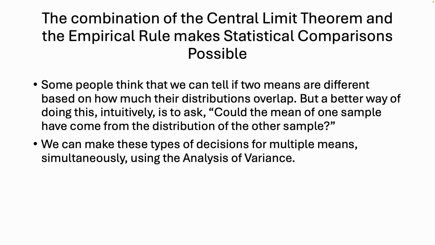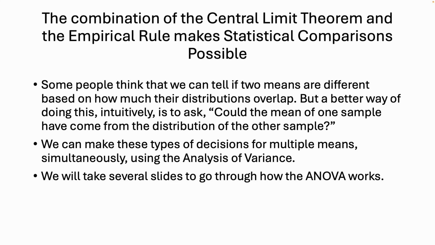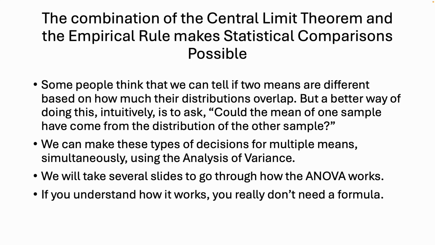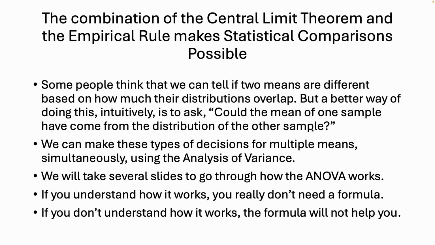So we can make these types of decisions for multiple means simultaneously using the analysis of variance, but we need to go through some calculations that help us get there. So it's going to take us several slides to go through how the ANOVA works, but before we get there, we need to do some simpler calculations. Now, you're going to see equations throughout the rest of this presentation, but know that if you understand how an ANOVA works, you don't really need those equations, and if you don't understand how it works, no equation is probably going to help you. So let's look at an example.